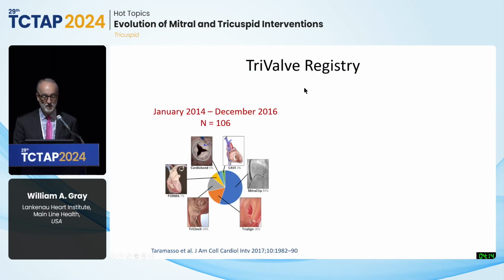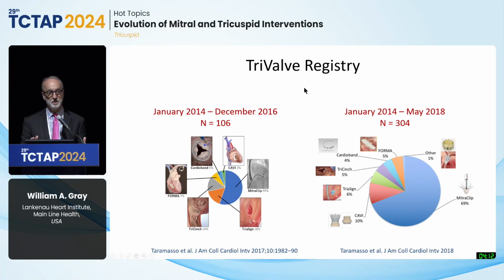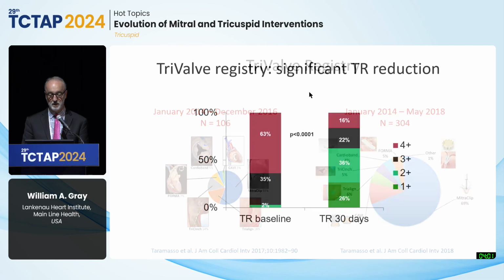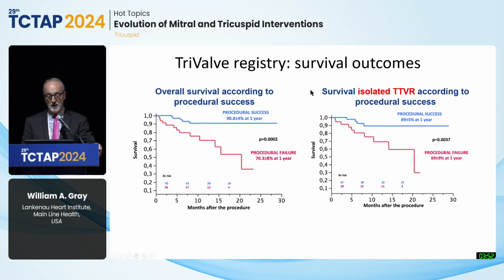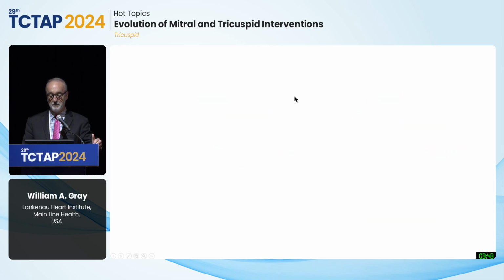So enter the TriValve registry. There are actually two components to this registry. Most of it related to the MitraClip, meant for the mitral valve but used in the tricuspid position. Many of these other devices are no longer available. And there was a significant reduction in tricuspid regurgitation, a very early, frontier-like experience. And we see that if you had procedural success, you did much better in survival as opposed to patients who did not have any procedural success in this early experience.